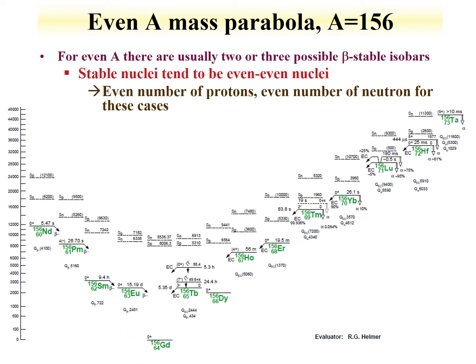And the other thing you should note with this, for a mass parabola with two stable isotopes, you will not see the two stable isotopes right next to each other in N. So you wouldn't have stable terbium and stable gadolinium. They'd both have to be at the exact same energy level. The stable isotopes are usually off by 1 N.